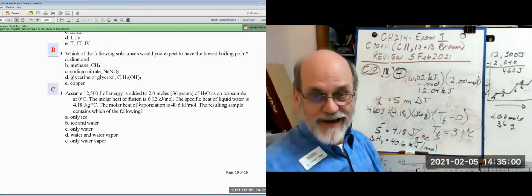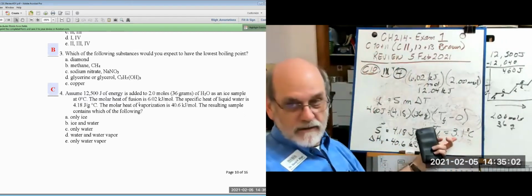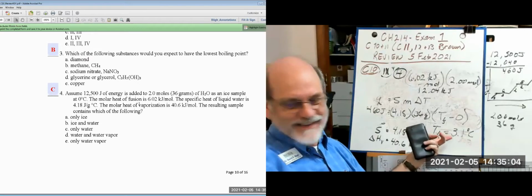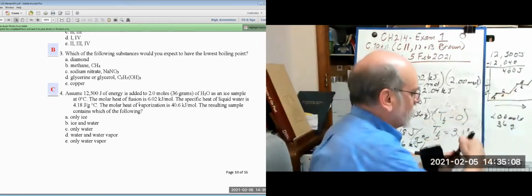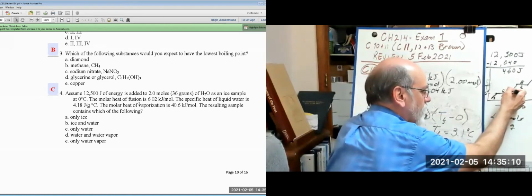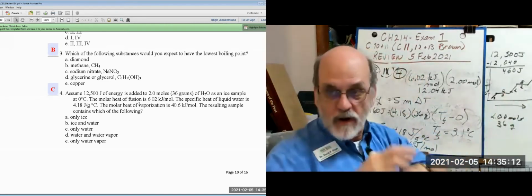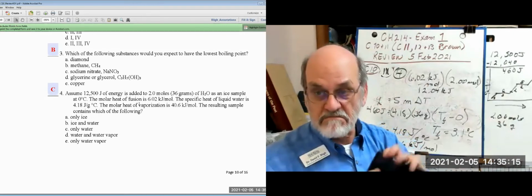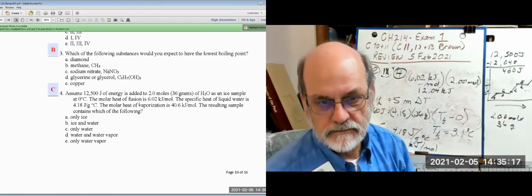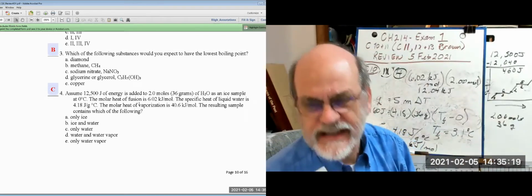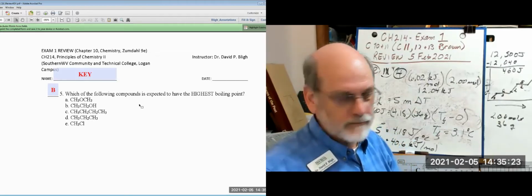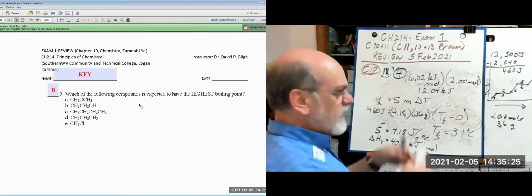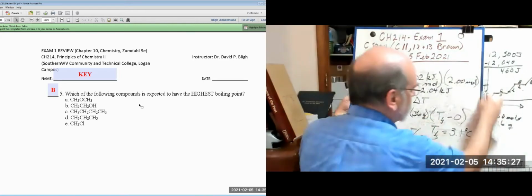All right, so what do you have? You got cold water, right? It's all water. It's still right in here. In fact, you're way down here, right about there. So it's all water, liquid water, nothing else. So that's the answer C, only water. Okay? That took a while, but it was important, I think.